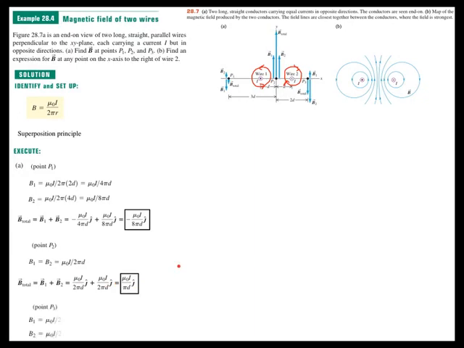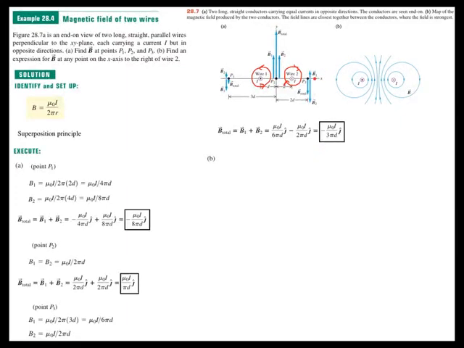At point P3, the magnetic field due to wire 1 points up, and the magnetic field due to wire 2 points down. And here are the two magnitudes, again, taking into account the distance of P3 from wire 1 and wire 2. And here's the total magnetic field at that point.